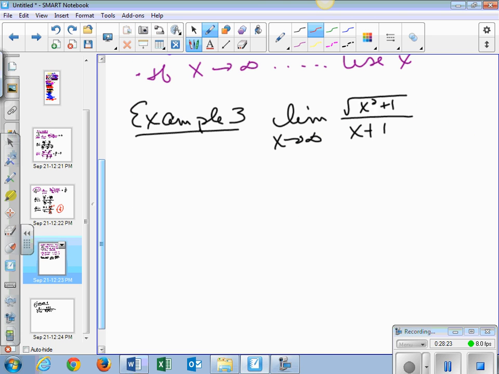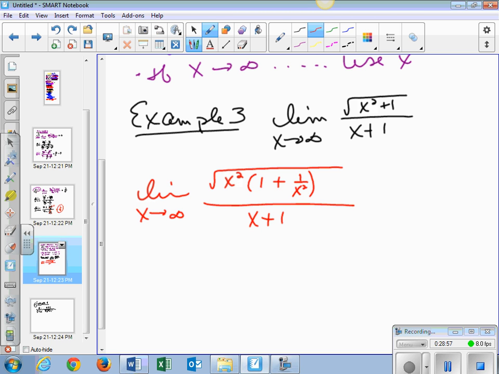All right, I look now and I no longer have polynomials divided by polynomials. I have a square root divided by a polynomial in my fraction. So we're going to treat that a little bit differently. I have the limit as x goes to infinity. What I'm going to do in that radical is factor out an x squared. And then I get a 1 plus 1 over x squared. That's my numerator.